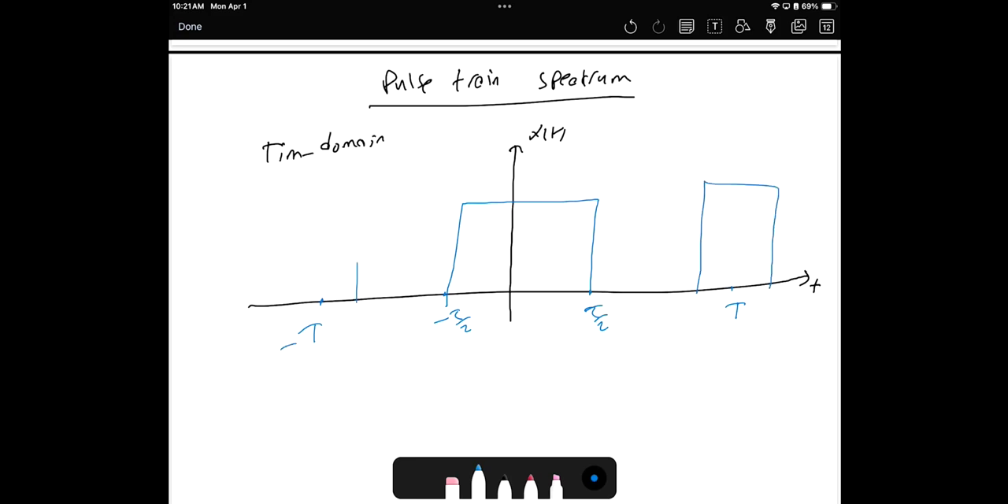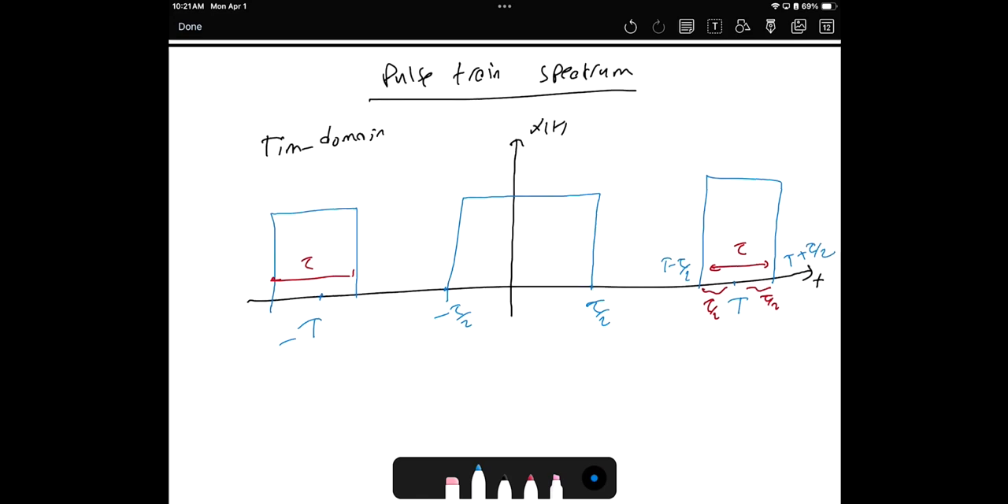And at negative T over 2, we have another pulse centered here, such that the distance from here to here is tau, or from here to here is tau over T. So you can say T minus tau over T, and here is T plus tau. The same thing here, this is tau over T. So here is negative T plus tau over T, here is negative T minus tau over T. Okay, and the amplitude is 1.